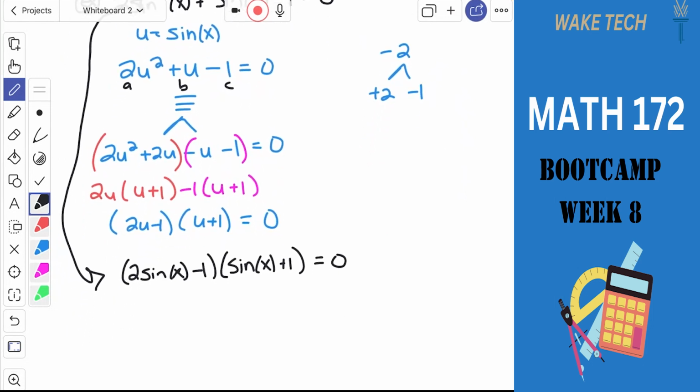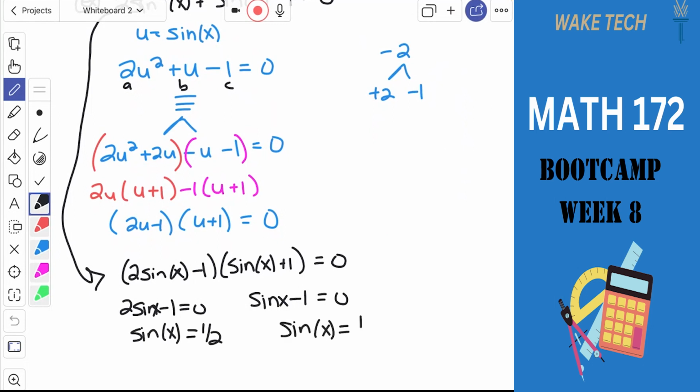That allows us to set each of those factors equal to 0 and solve for x. So that says that sine x is 1/2 or sine x is 1. Sine is 1/2 at pi/6 and 5 pi/6. Sine is 1 at pi/2. Those are in radians.